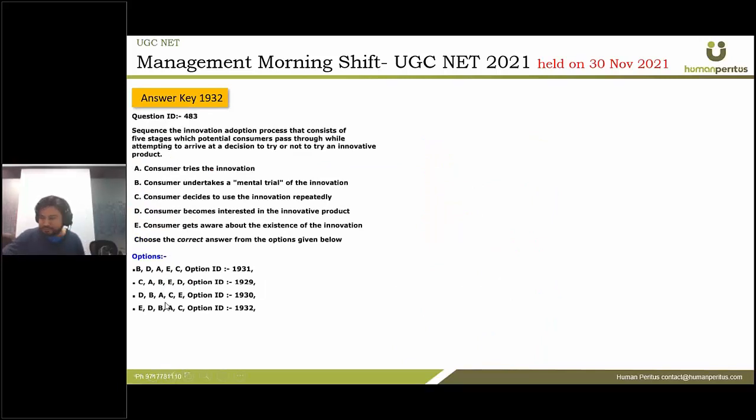Moving forward to the next slide. So sequence the innovation adoption process that consists of 5 stages which potential consumers pass through while attempting to arrive at a decision. Okay, trying an innovative product. So it is related to what? Stages of adoption when we introduce a new product. Okay, so what are these stages?